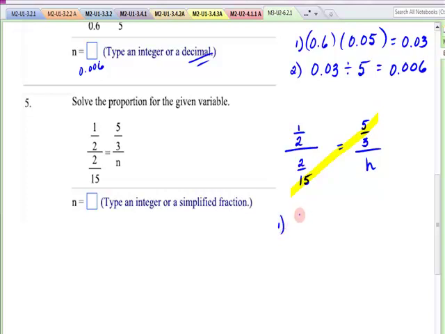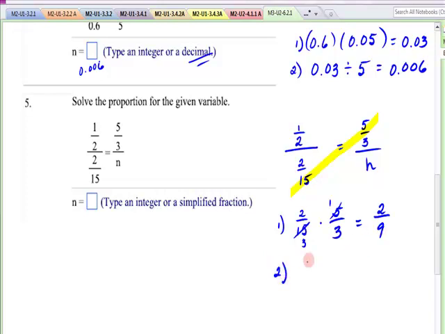So step number 1 is to multiply 2/15 times 5/3. We know how to multiply fractions. We're going to bow tie before we multiply. 5 goes in there once, 5 goes in there 3 times. You're going to multiply 2 times 1 for 2, and 3 times 3 for 9.